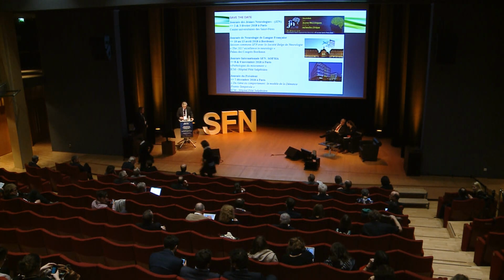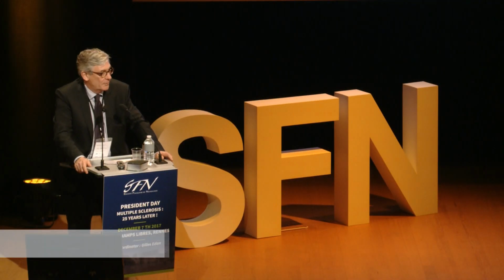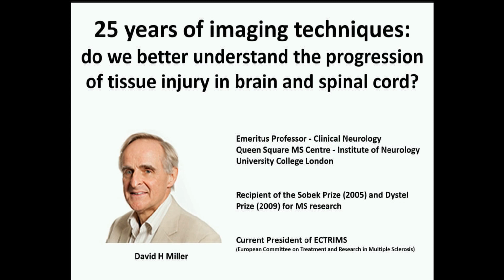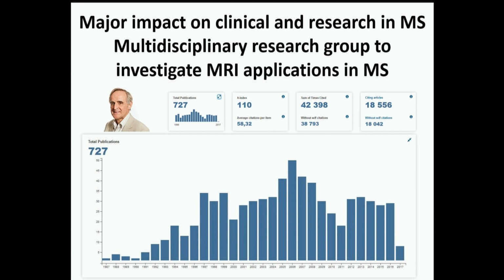Well, dear Gilles, dear colleagues, it's a very great pleasure and honor for me to introduce Professor David Miller. All of you know David Miller, currently Emeritus Professor of Neurology at UCL in London. He has been a recipient of numerous prizes dedicated to MS research, and is the current president of the Extremes. His major clinical and research interests are based on multiple sclerosis, and he works particularly on MRI to investigate new markers of the disease. As you know, he published a lot with a very high impact level.